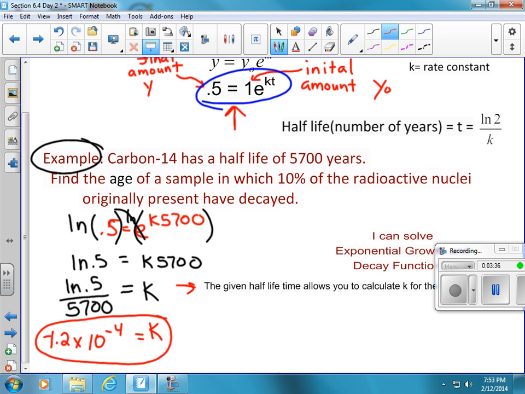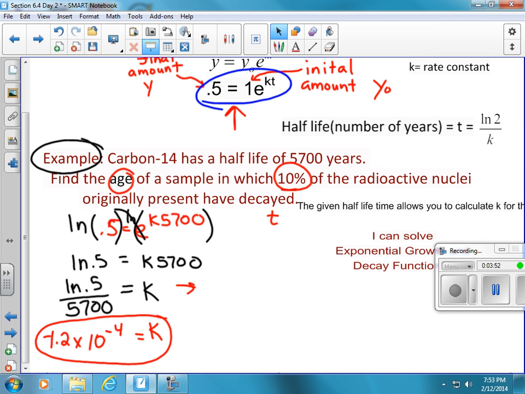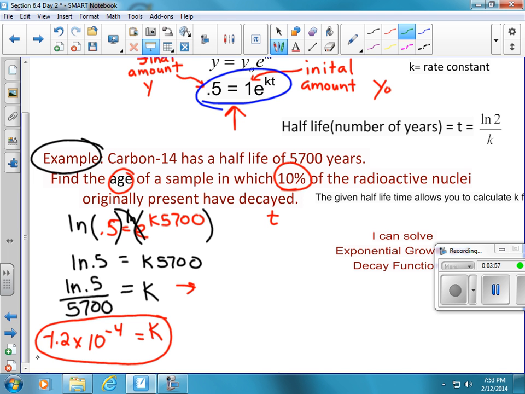Okay, now to go back to the original equation, we want to find the age of a sample in which 10% of the radioactive nuclei originally present has decayed. So again, age means we want to find T. We're going to use the same equation, but in a different way now. We're going to use this value for K, and we're going to do Y equals Y0 e to the kt. We have a K, we want to find T.